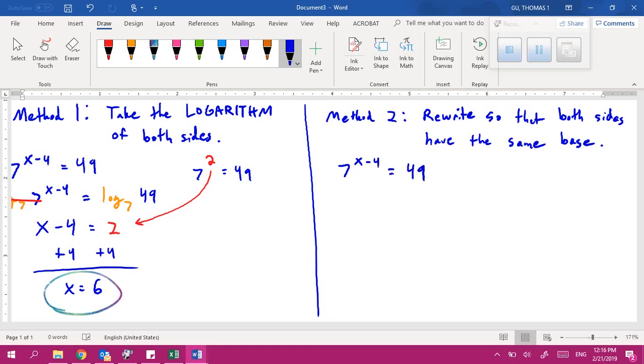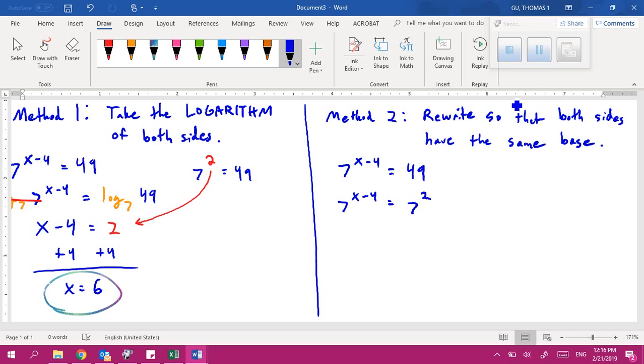All right, so let's make sure you read what the method says, and then kind of make some sense of it. It says to rewrite so that both sides have the same base. Now look at our equation right here. What base do we have? 7, right? So that's already a base of 7, so that one doesn't need to be rewritten. We just keep that how it is. But 49, we're going to rewrite 49 so that it has a base of 7. But if I change 49 to have a base of 7, what exponent do I have to put on that 7? 2, right? Because 7 squared is 49.